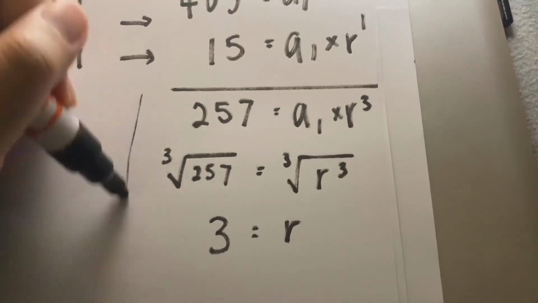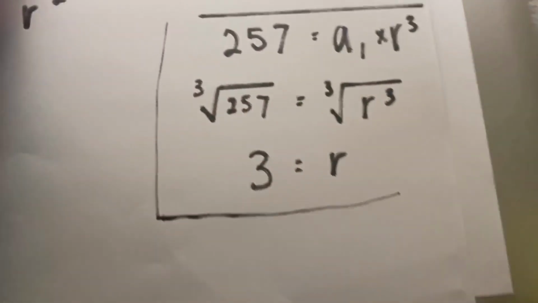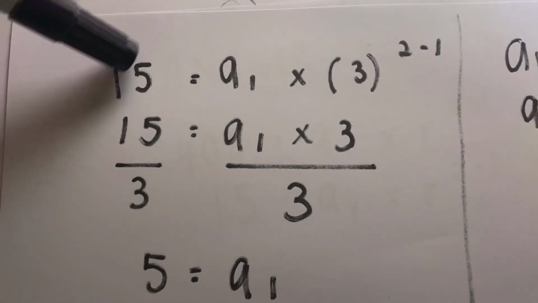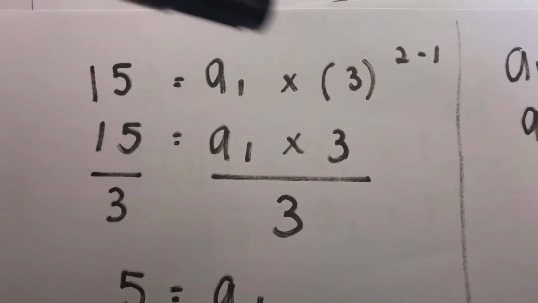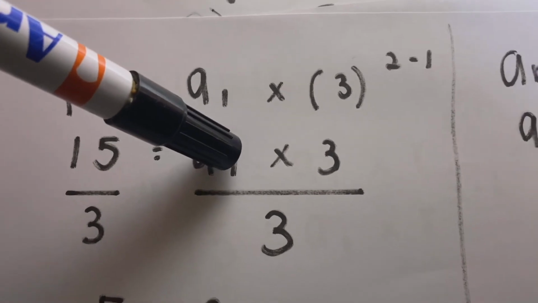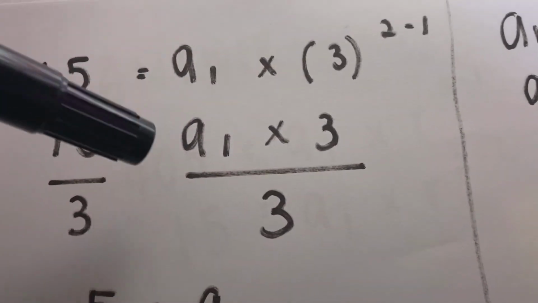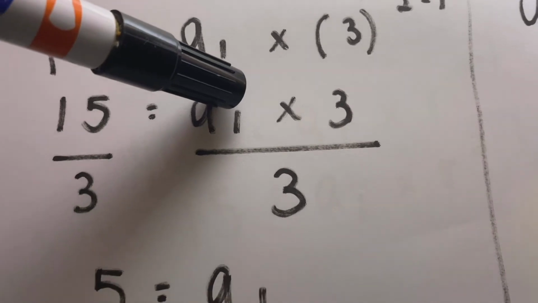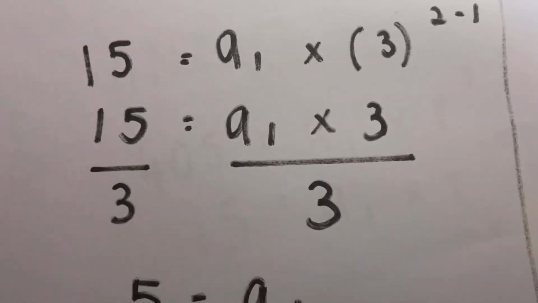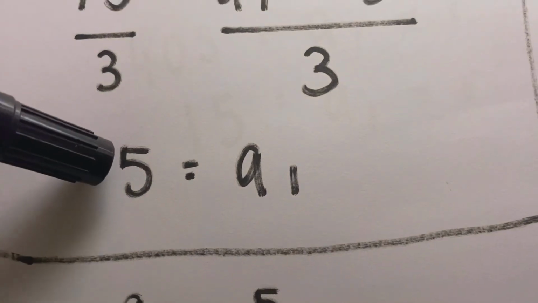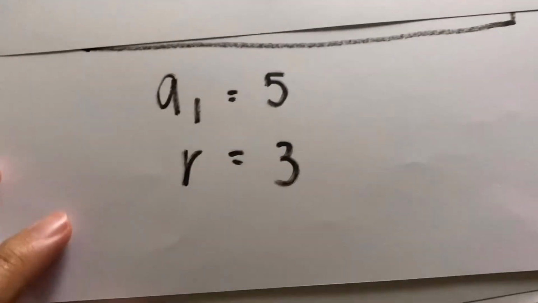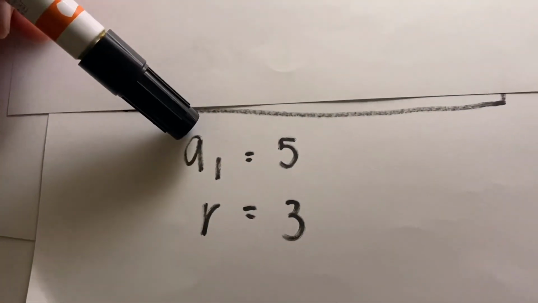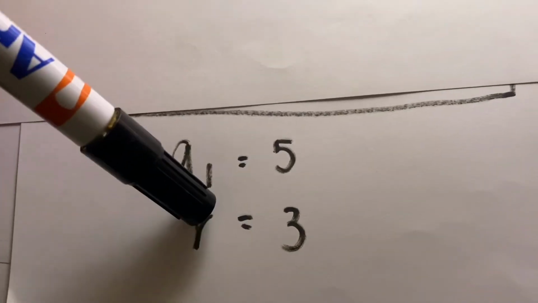So obviously, we have done the first phase here. Now I bring down the second term, which is 15 equals a sub 1 times 3 to the power of 2 minus 1. After we evaluate that, we get 15 equals a sub 1 times 3. To isolate a sub 1, we divide both sides by 3, and the answer that I got is 5. So now we already have a sub 1 equals 5 and the common ratio r equals 3.